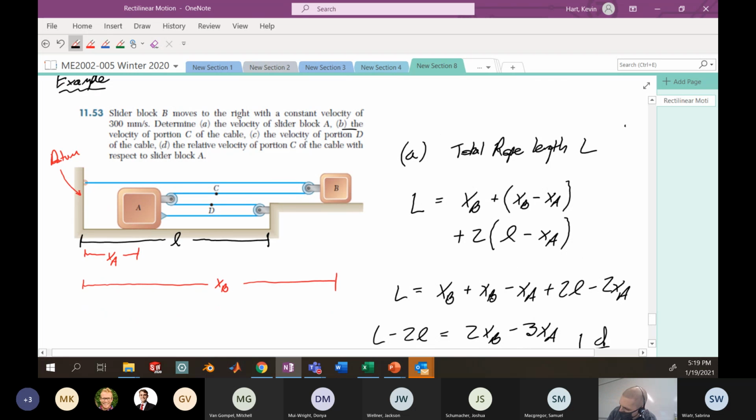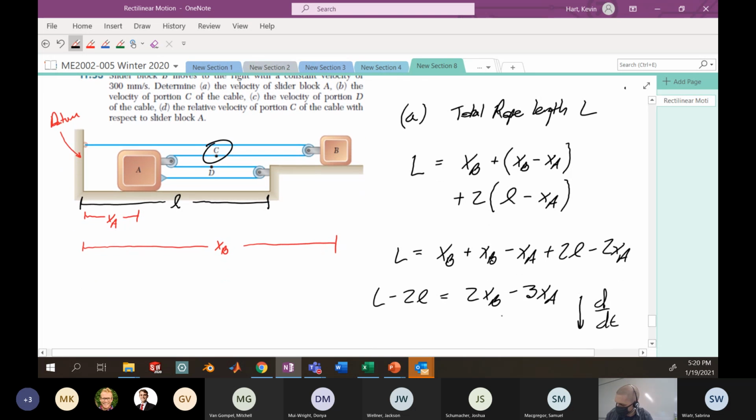Next, we're asked, what is the velocity of portion C of the cable? All right. Well, I'm interested in this particular point on the cable. And so let's define a position that is XC to help do that. So maybe, yeah, that's fine. We can just do it this way. I'll just do it right on here, right up to that location.